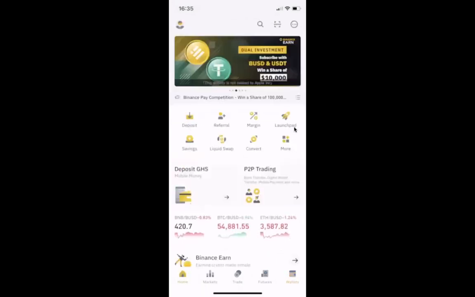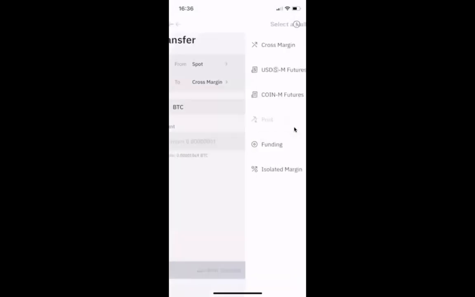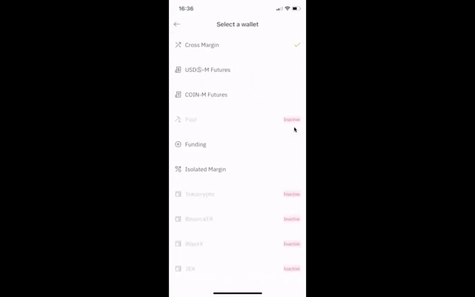Okay, so you simply tap on transfer, and I hope you can all see from spot to cross margin. Tap on the cross margin. We are not trading at cross margin, so tap on the cross margin and select USDM futures.